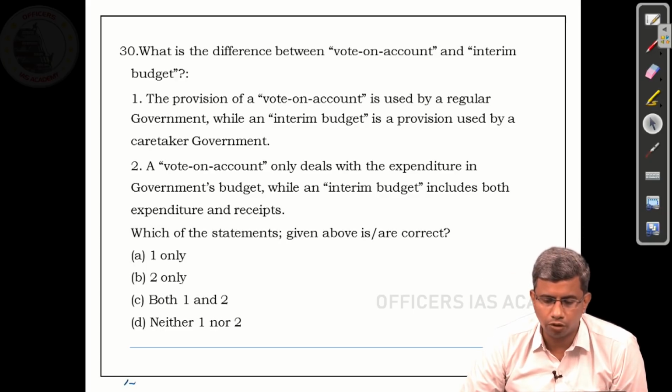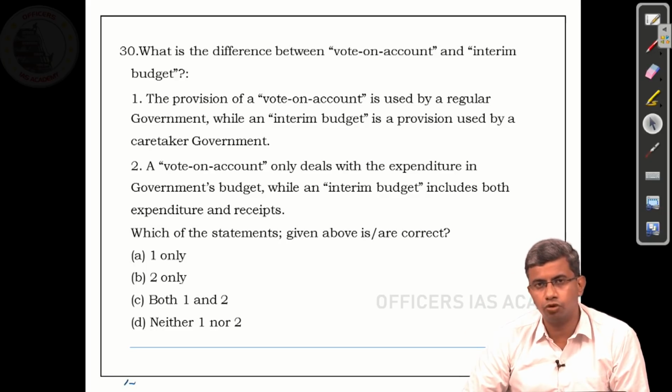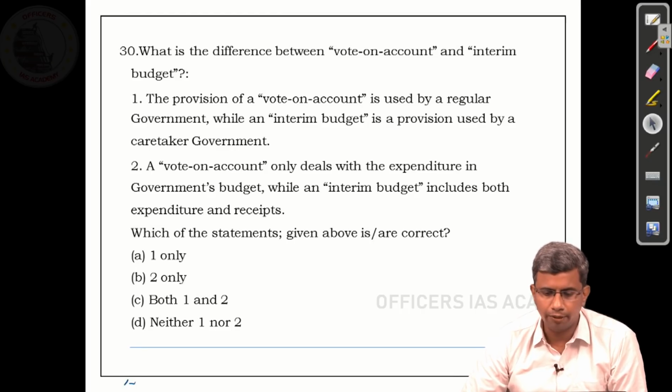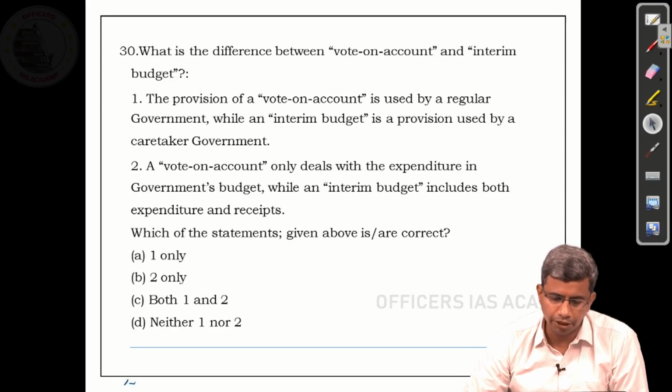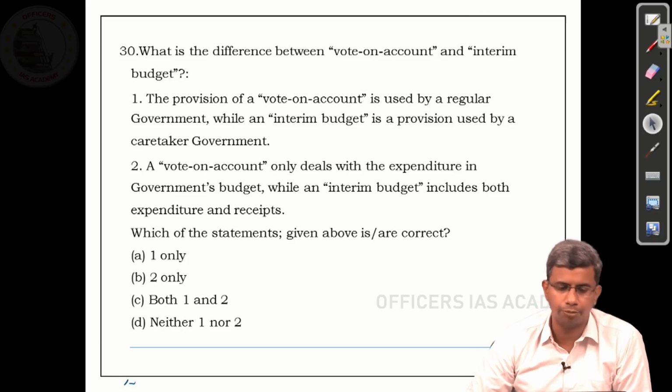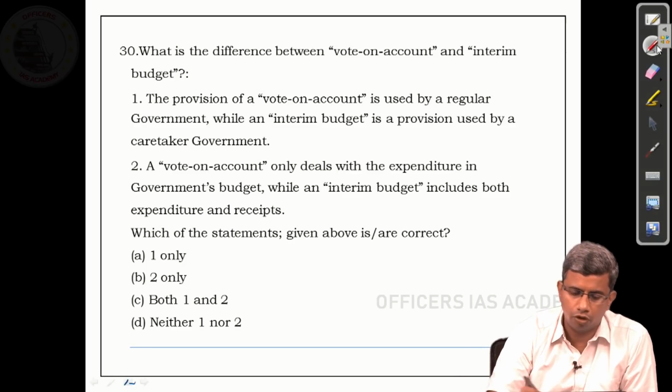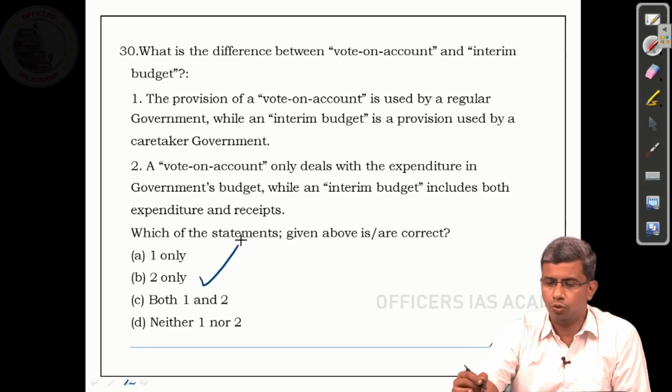Provision of vote on account is used by regular government, while interim budget is used by a caretaker government. This is the reverse. So that's a wrong statement. A vote on account only deals with expenditure, while an interim budget includes both expenditure and receipts. That's the right statement. So the correct answer for this question is B, 2 only.